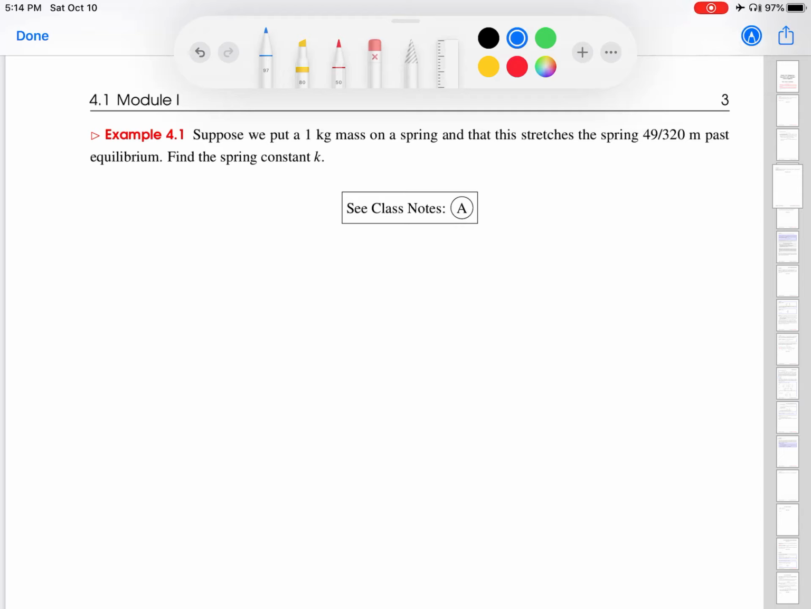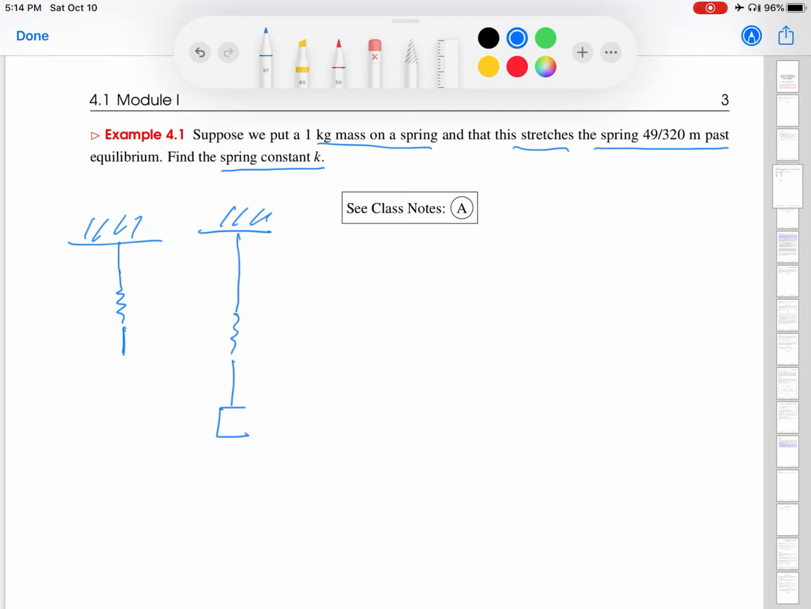In this example, we are considering a mass on a spring, and we're going to try to find out what its spring constant is by knowing the length that the spring stretches after we put a mass on it. So the first thing I'm going to do is draw the spring in its equilibrium position without a mass on it. And then in this example, we're going to put a mass on it, and that's going to stretch the spring down a little bit.